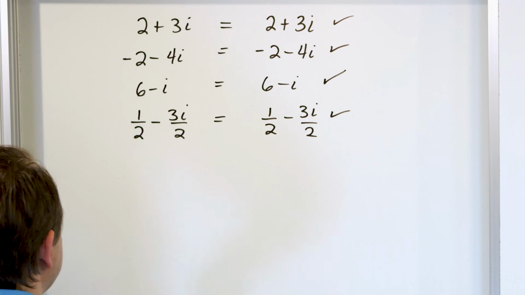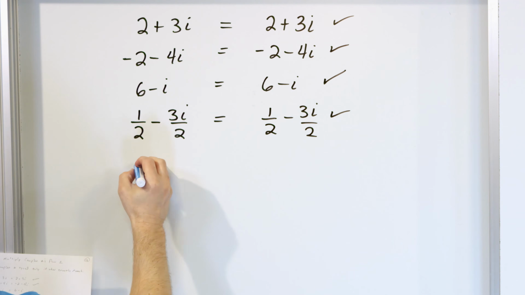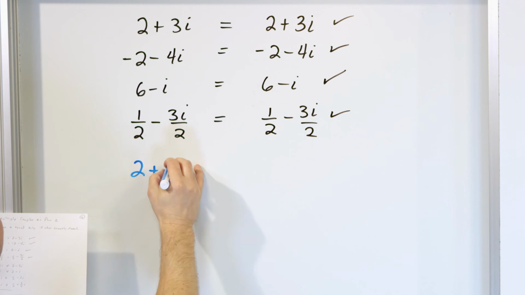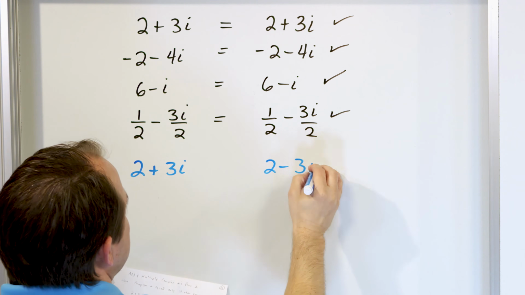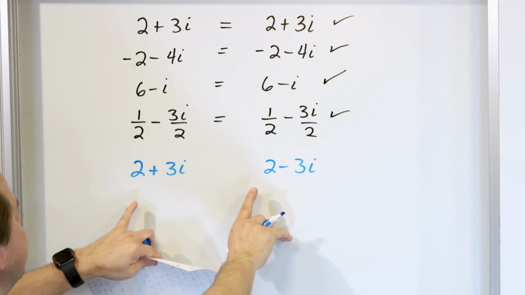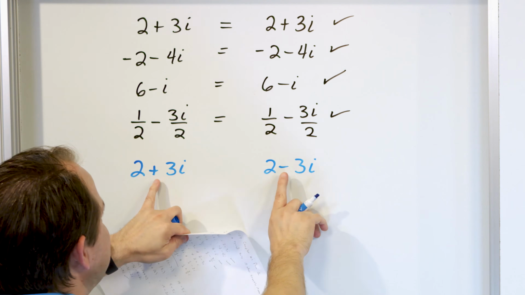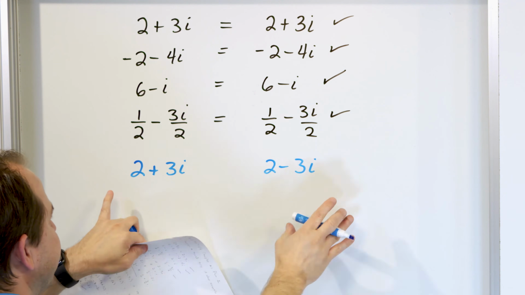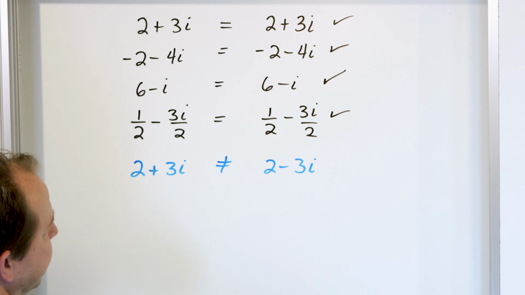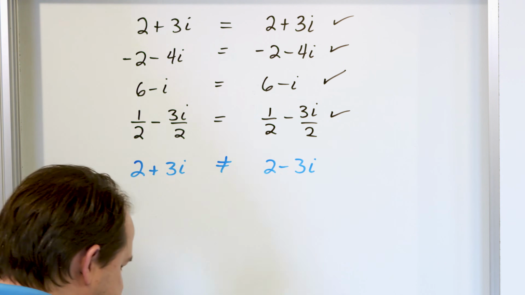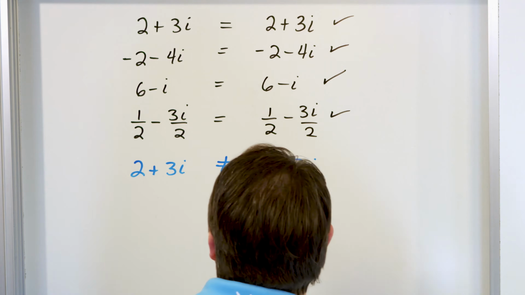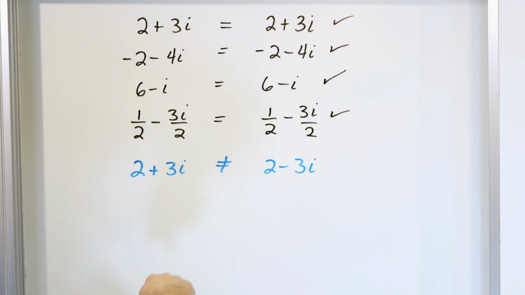But let's change it up a little bit and say, what if one person has 2 plus 3i as a solution, and then I have 2 minus 3i? A lot of students will just say they're equal because the 2's match and the 3i matches, but notice the sign is different. These are different, so these are not equivalent to one another. So you need to know when two complex numbers are equivalent, and the only reason that they are is if they completely and totally match, including the sign in the middle.